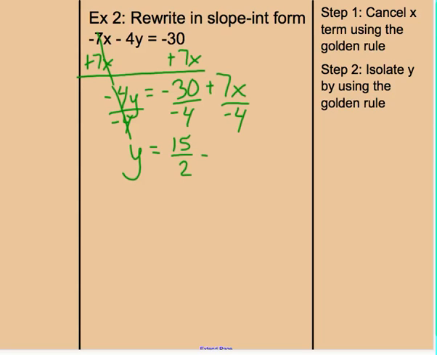My 7/4 doesn't simplify, so I'm going to go ahead and write it as rise over run. That's the form that we want it in, so don't put it as a mixed number. Your slope should never be a mixed number, always an improper fraction.